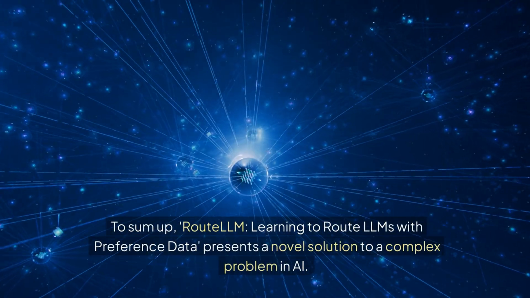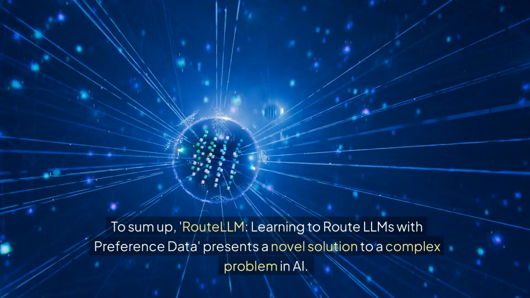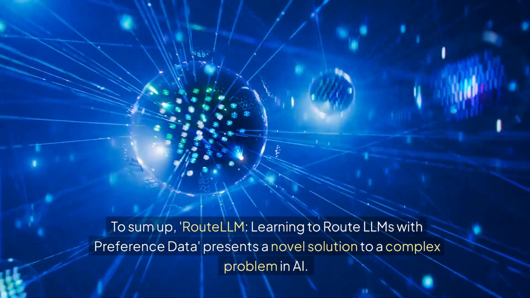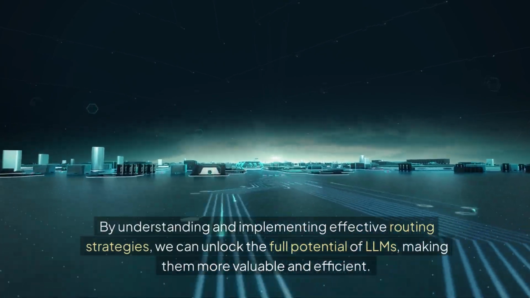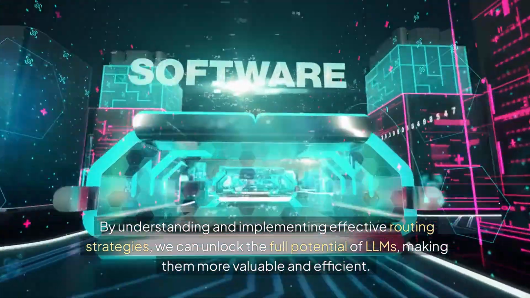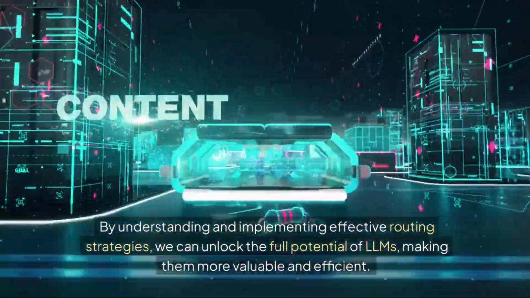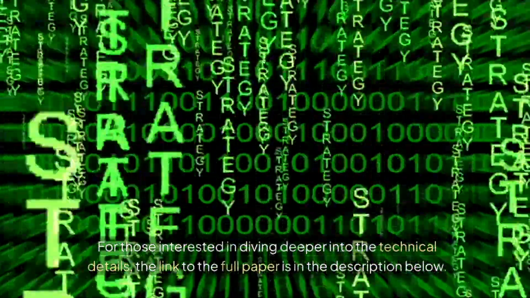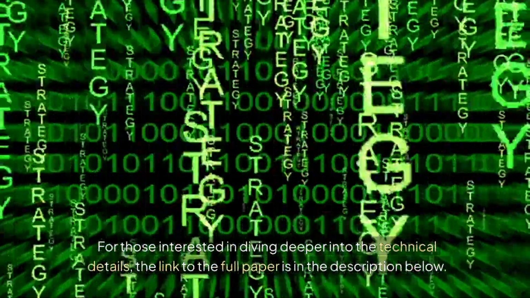To sum up, RouteLLM: Learning to Route LLMs with Preference Data presents a novel solution to a complex problem in AI. By understanding and implementing effective routing strategies, we can unlock the full potential of LLMs, making them more valuable and efficient. For those interested in diving deeper into the technical details, the link to the full paper is in the description below.